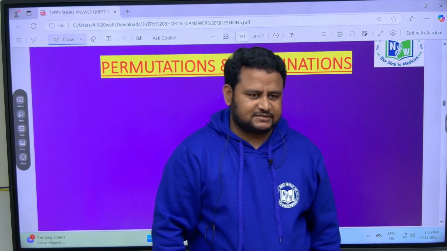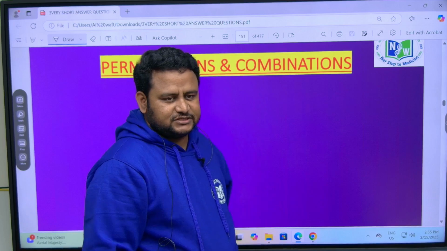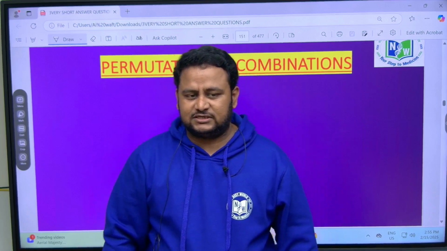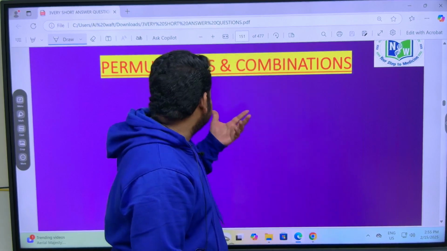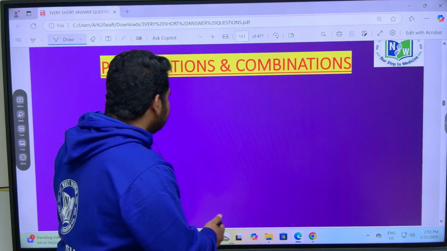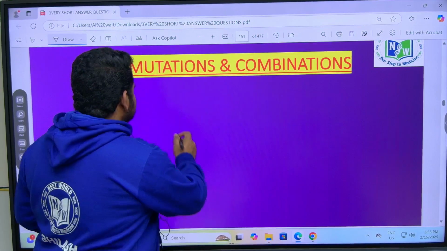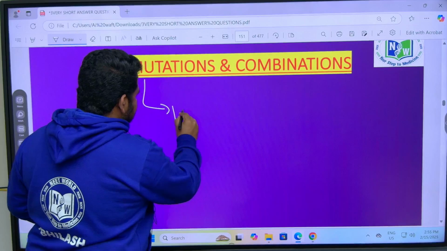So today we will be discussing the chapter permutation and combinations. In the previous chapters, we have discussed very short answer questions for the intermediate exam, right? So similarly, we will be discussing it for the chapter of permutation and combinations. So first of all, let us know the weightage of this chapter.